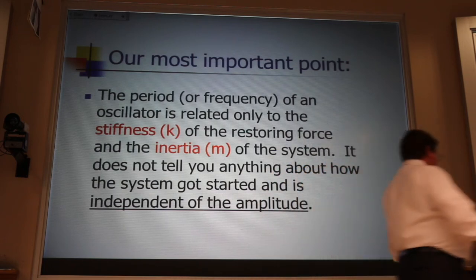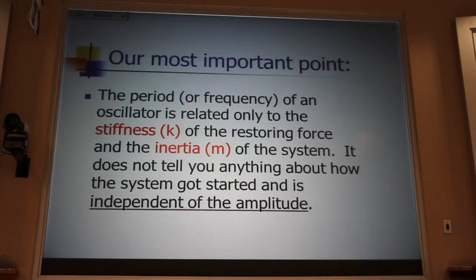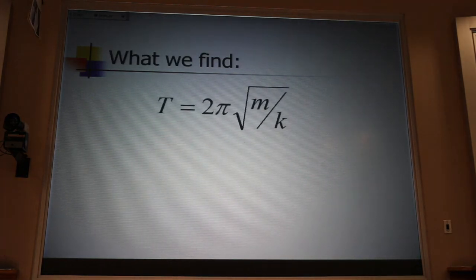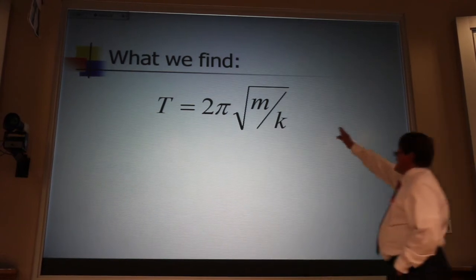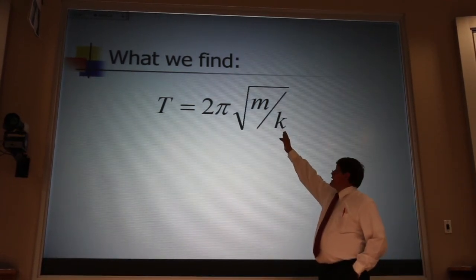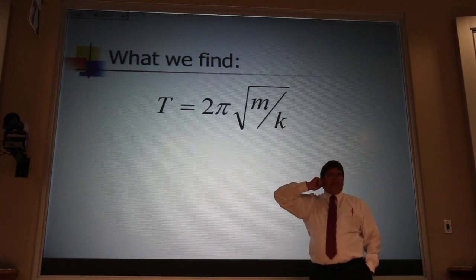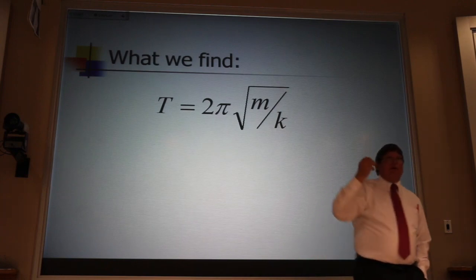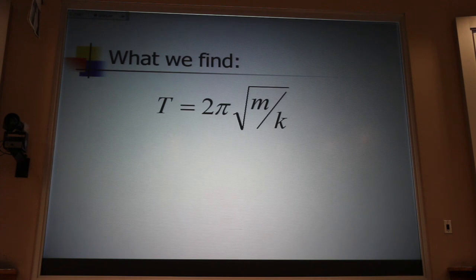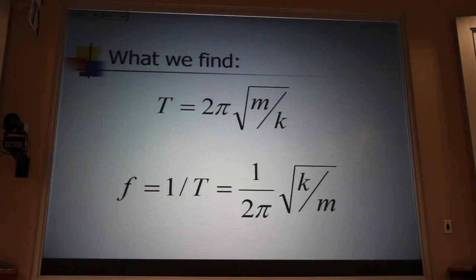Now we can do a lot of fancy math and derive this formula, but it's going to take a lot of time. Instead, let me just give you the result. The period depends on the mass of the block and the spring constant of the spring in this way. And since we know that the frequency is just 1 over the period, we also have this formula. And those will be on the front page of your midterm.